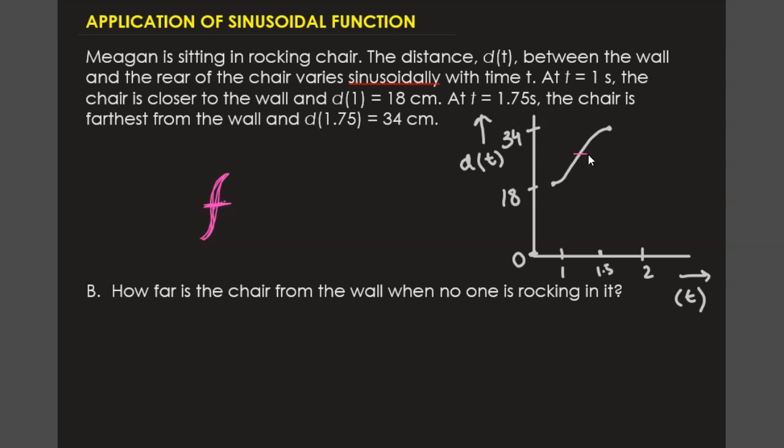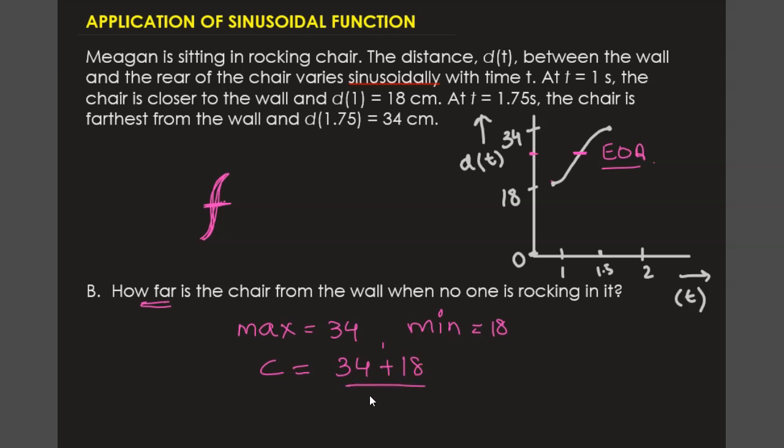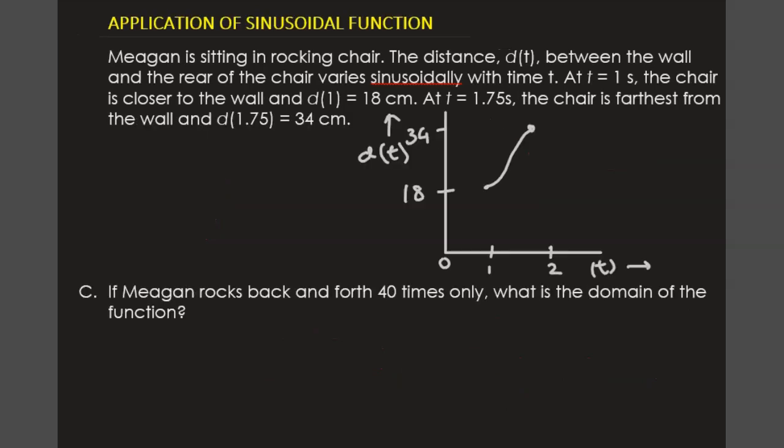So this point is nothing but your equation of axis, or the central point of the max and the min. So how far the chair is from the wall when no one is rocking on it is your equation of axis distance. And how do we find that out? As we know, the max is 34 and the min is 18. Equation of axis is represented as C, and that's going to be 34 plus 18, because it's max plus min, divided by 2. When we put this on the calculator, we get 52 over 2, which is equal to 26 centimeters.